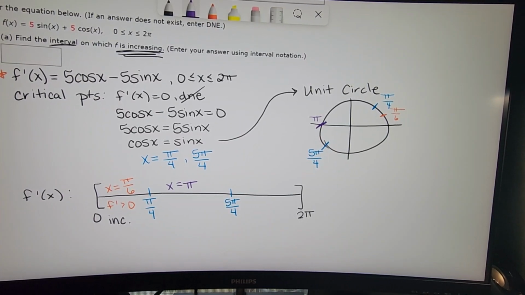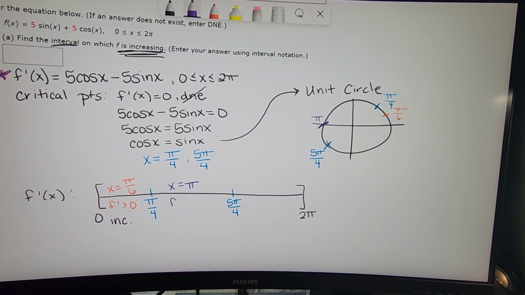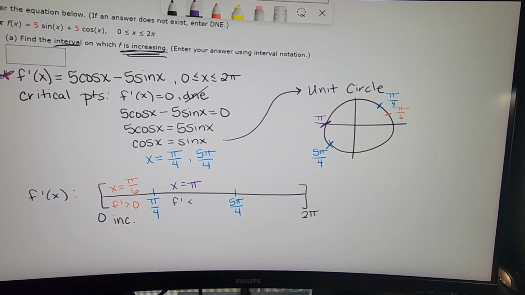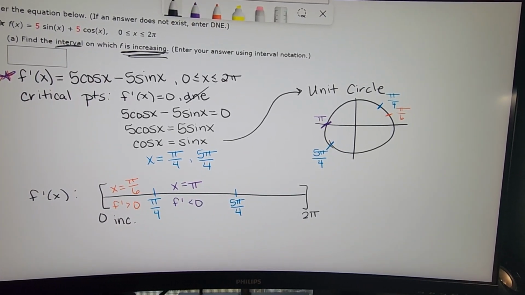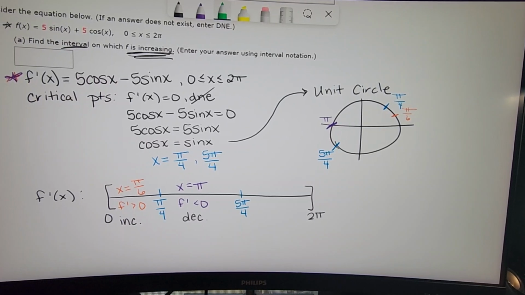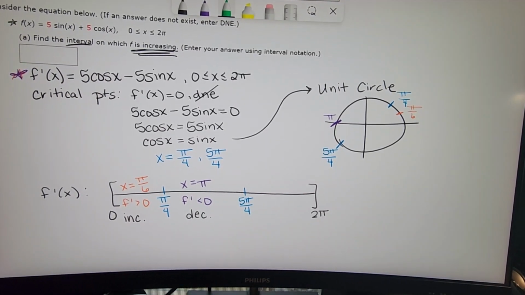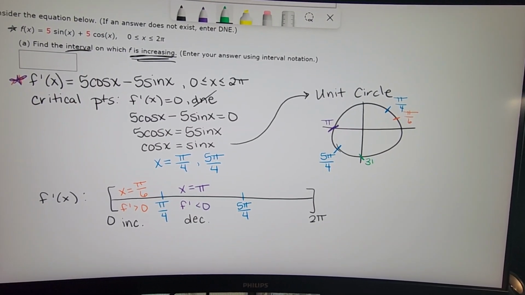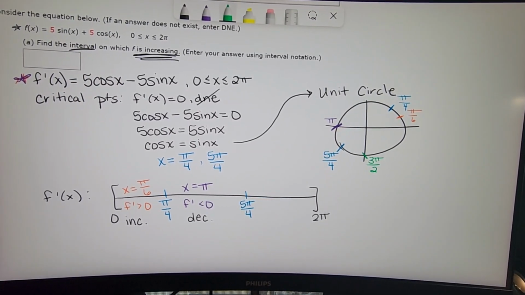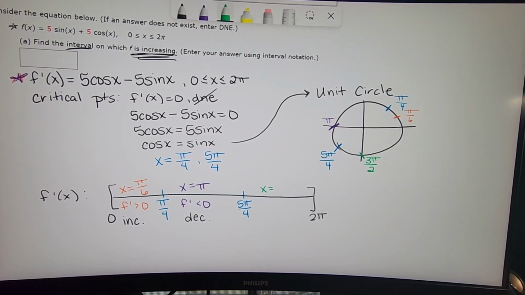At pi, you can see that cosine is negative 1. Negative 1 minus 0, sine is 0, is just going to be a negative value. So you can see that at pi, the derivative is negative and the function is decreasing. And then you test a point that's above 5 pi fourths. You can use any point above 5 pi fourths. In this case, 3 pi halves.